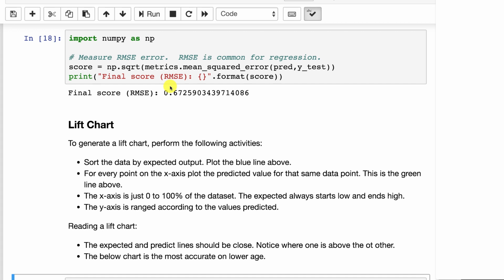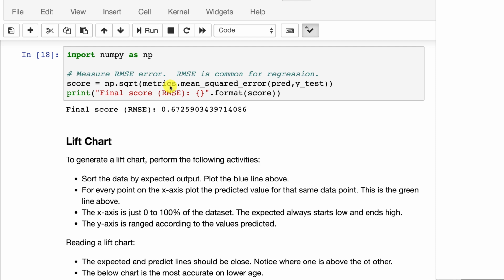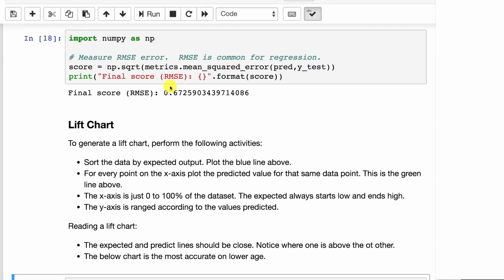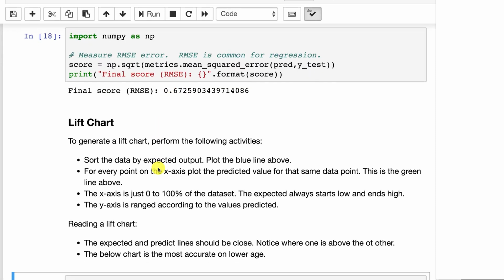And then for every output value along the X, we are going to essentially plot where the actual predicted value was. So these two lines, if it's perfect, will overlap exactly, but you'll see some of the noise there. The x-axis is just 0 to 100% of the data set, and the y-axis is ranged according to the values predicted, so 0 to the age.